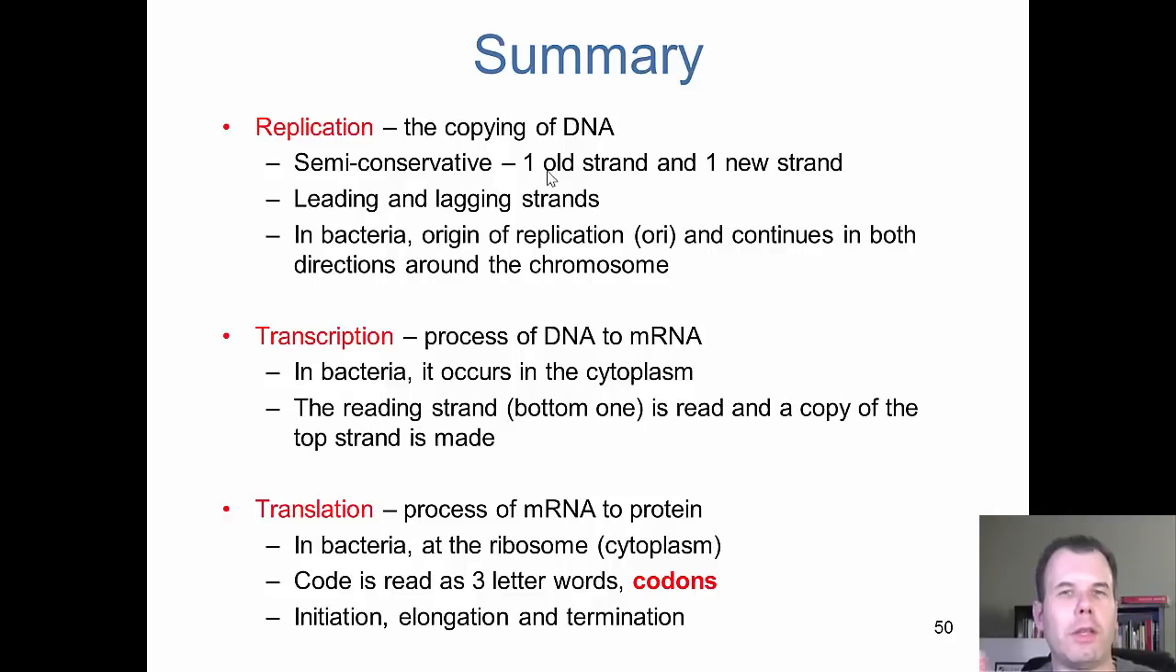Okay, we talked about leading and lagging strands. The leading strand is the one complete piece of DNA that's made 5 prime to 3 prime. The lagging strand is made of those small little segments that have to be glued back together. And in bacteria, again, it's a circle. So you start at the origin of replication and you work your way around to the other side. And so it opens up to form 2 new pieces of DNA.